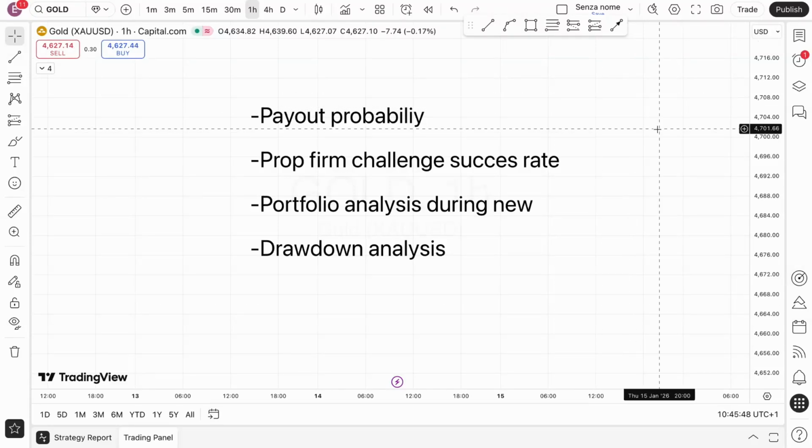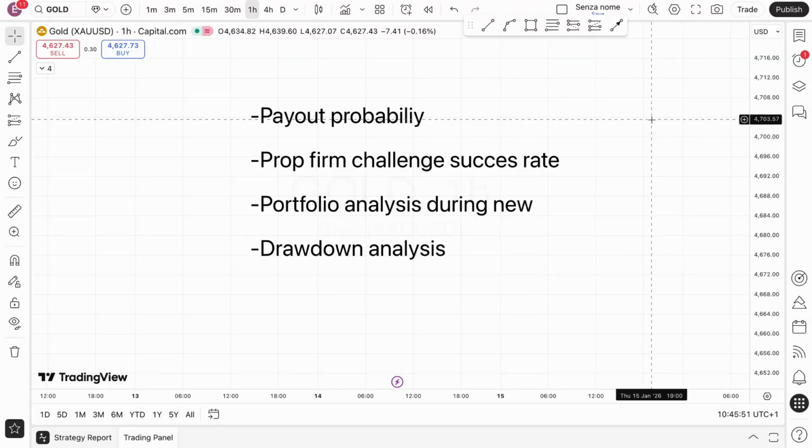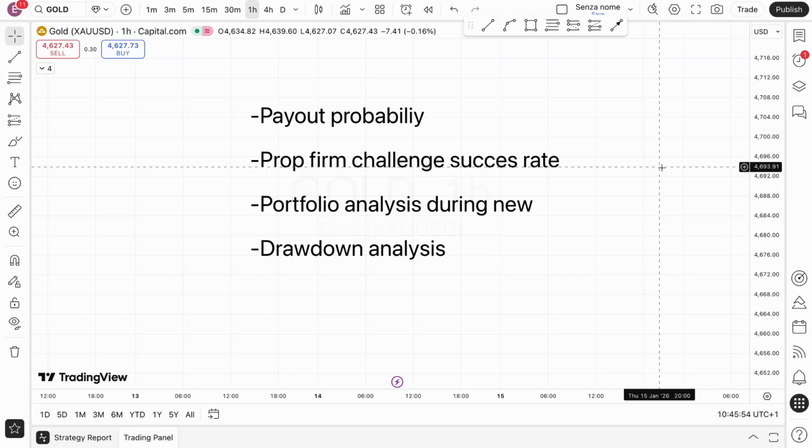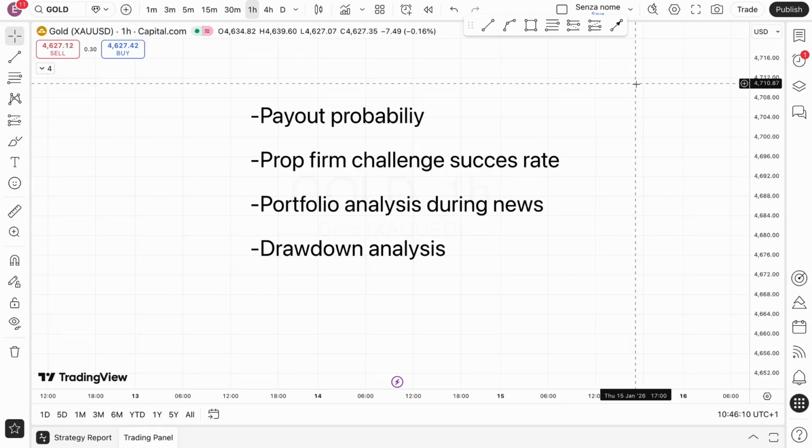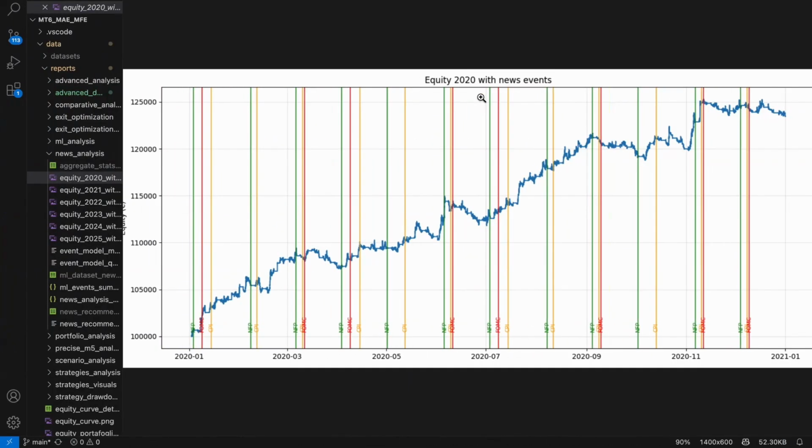Those are the four analyses we're going to see. Payout probability first, and then prop firm challenge success rate, and then portfolio analysis due to news, and then drawdown analysis.